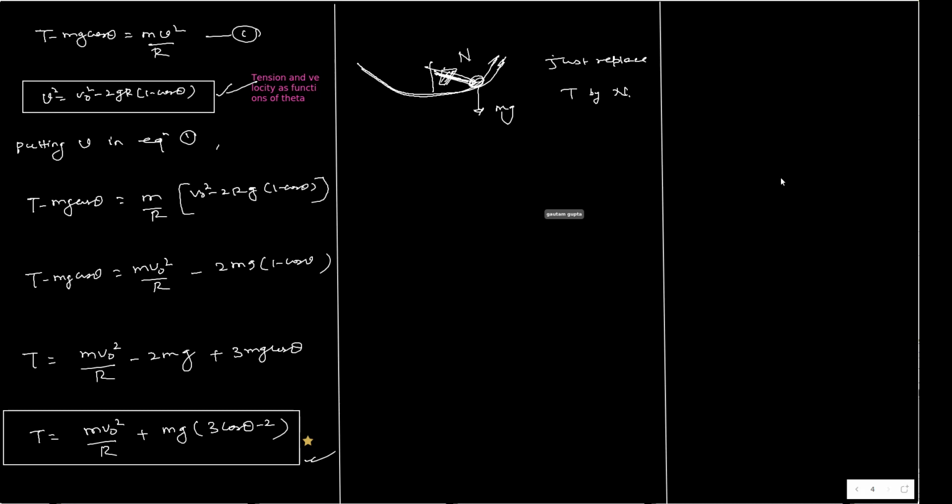Now, let's say somebody has given you V naught in the question, and you need to find out whether it will complete the circle or it will not complete the circle. So what you should do is find the angle, in order to find the point where tension vanishes.